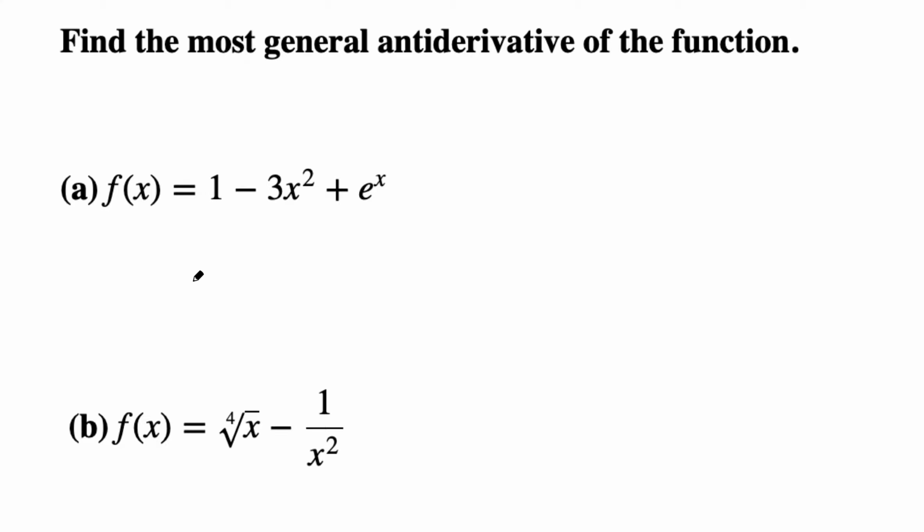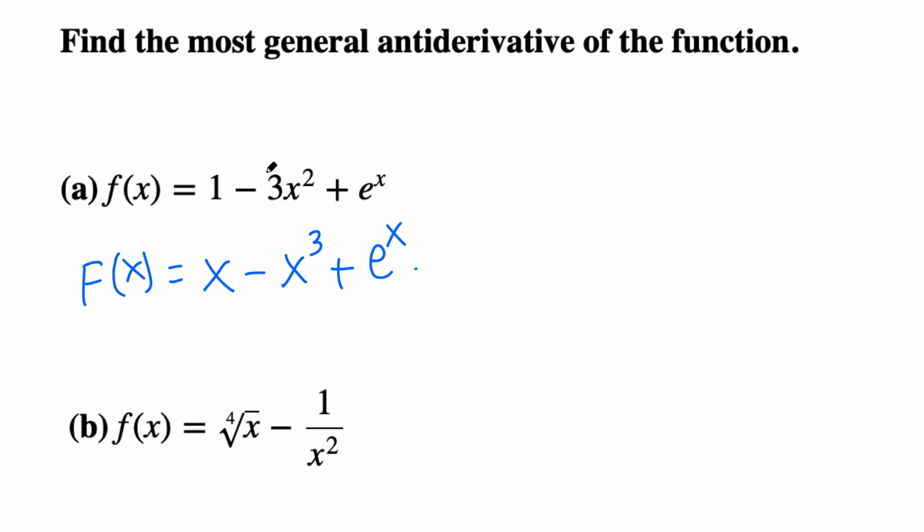So for 1, think about a function whose derivative is 1. That is x, right? The derivative of x is 1. For minus 3x squared, we know the derivative of x cubed is 3x squared, so the antiderivative of 3x squared is x cubed. For e^x, it's the same thing. The derivative of e^x is e^x, so the antiderivative of e^x is also e^x. And we denote this function by uppercase F, which is not really important.